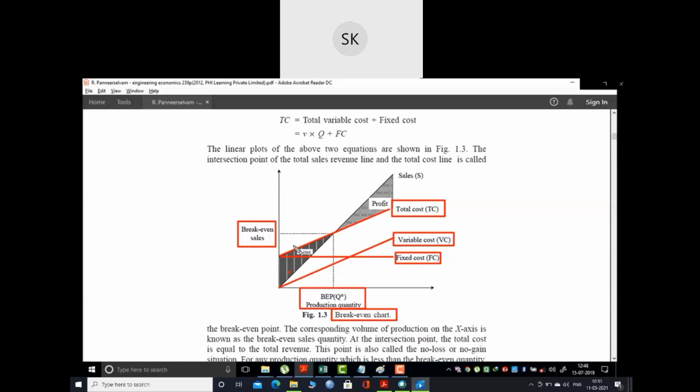Now this region is known as a loss region and this is known as a profit region, and this is the break-even point. So this point is known as the break-even point, and at this point there is no loss and no profit for the company. And this region is known as the loss region and this is the profit region. So as the quantity of production will increase beyond the break-even quantity, that means the company will make profit, and if the production quantity is less than the break-even quantity, then the company will make a loss. So this is the basic chart of break-even.